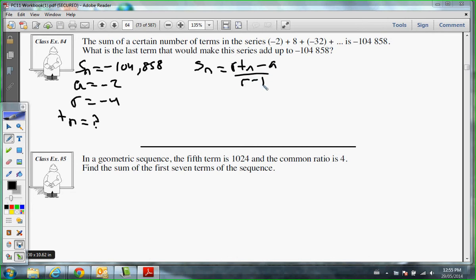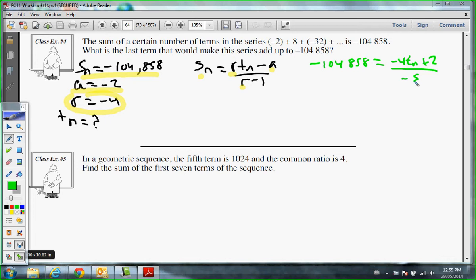Okay, so now I'm going to plug everything in that I have. I'll put this here and here, put that there, and I'm going to put this right there. So the only thing that's going to be blank is the T sub N. Okay, so -104,858 equals -4 T sub N minus a -2, so +2, all over -4 minus 1, -5.